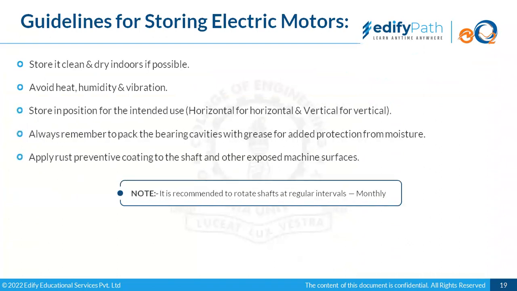Guidelines for storing electrical motors. Store it clean and dry, indoors if possible. Avoid heat, humidity, and vibration. Store in position for the intended use, horizontal for horizontal and vertical for vertical. Always remember to pack the bearing cavities with grease for protection from moisture. Apply rust preventive coating to the shaft and other exposed machine surfaces.